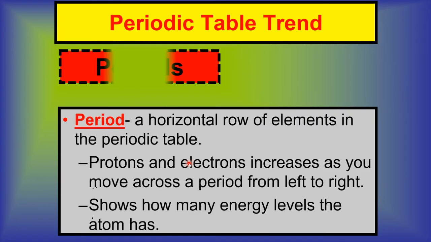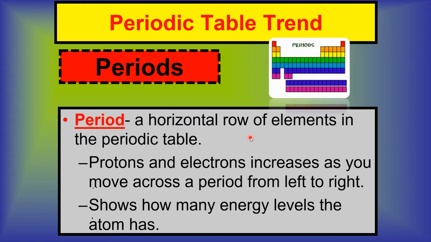All right, a period. This is really important. A period is a horizontal row of elements in the periodic table. The protons and electrons increase as you move across a period from left to right. The period is going to show you how many energy levels the atom has. So a horizontal row, if you row your boat, you go across, not up and down, you go across. And this shows how many energy levels the atom has.